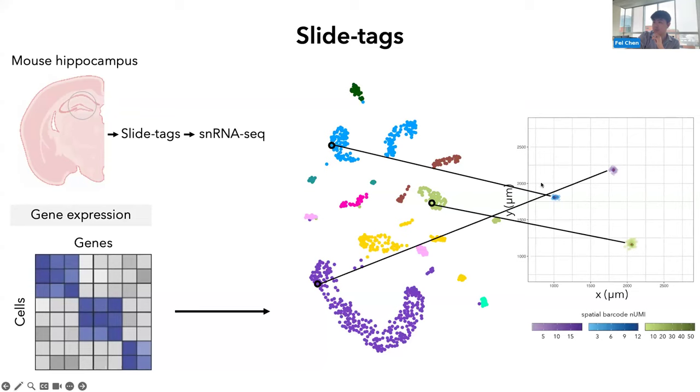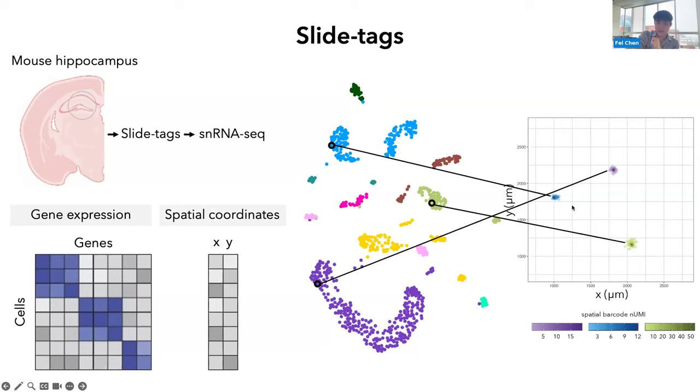But in addition to the gene expression, each one of these clusters also has some information about the satellite barcodes. For example, this blue cell picked up a bunch of information from X equals 1,000 and Y equals 1,500. So you can see each cell doesn't pick up one barcode. It picks up a local distribution of barcodes. And so then you can go and fit those into XY coordinates.